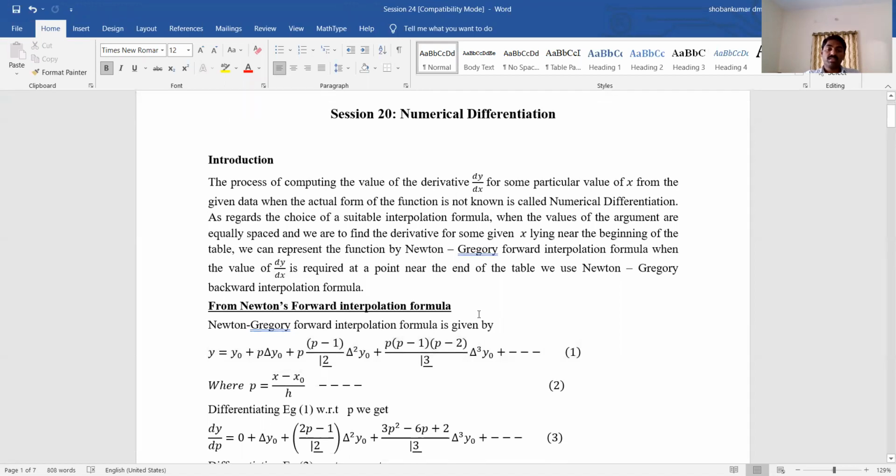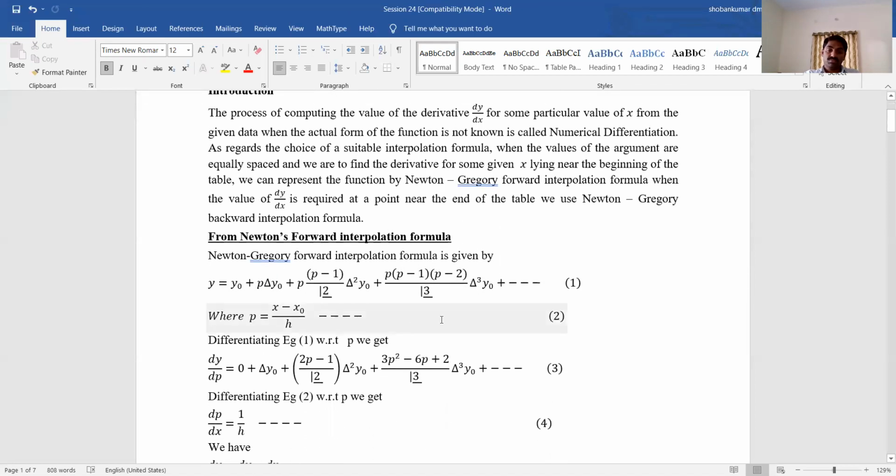From the Newton forward interpolation formula, we have y is equal to y naught plus p into delta y naught plus p into p minus 1 by 2 factorial delta 2 y naught plus p into p minus 1 into p minus 2 by 3 factorial delta 3 y naught and so on. Here delta y naught, delta 2 y naught, delta 3 y naught are all leading forward differences, where p is equal to x minus x naught by h.